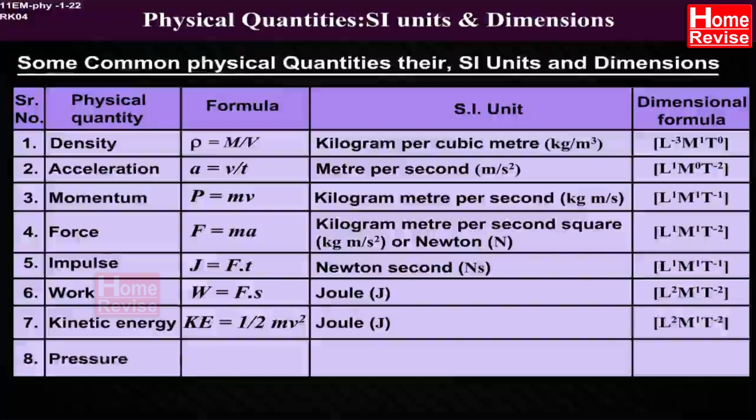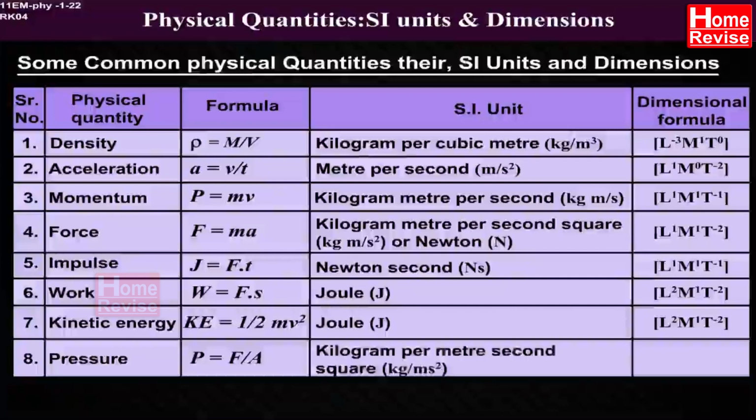8. Physical quantity, pressure. Formula: P is equal to F upon A. SI unit, kilogram per meter second square. Dimensional formula L^-1 M^1 T^-2.